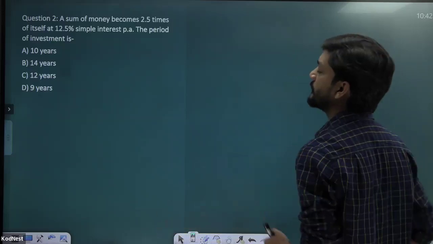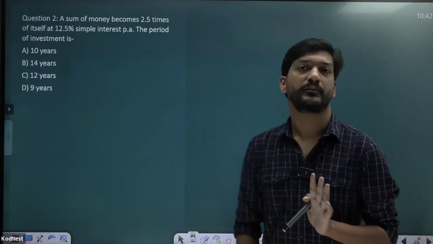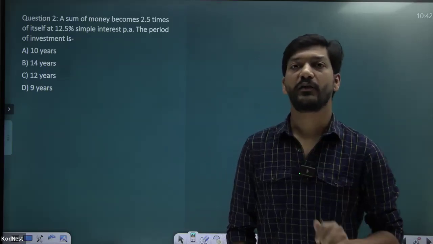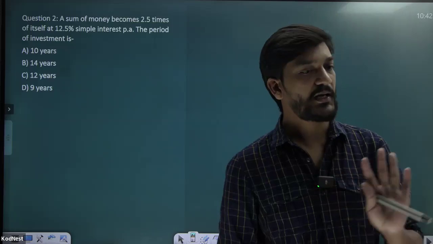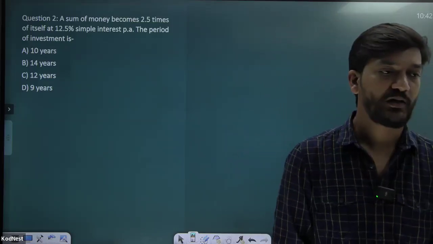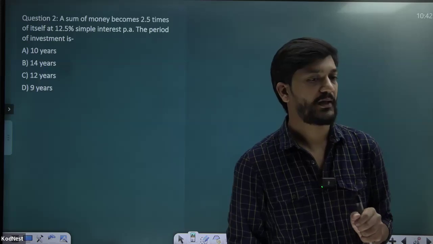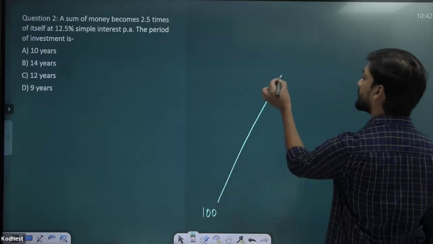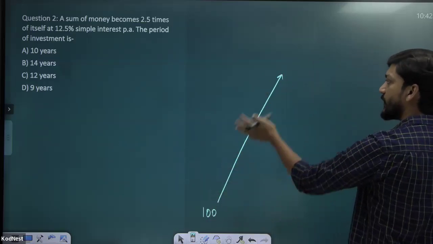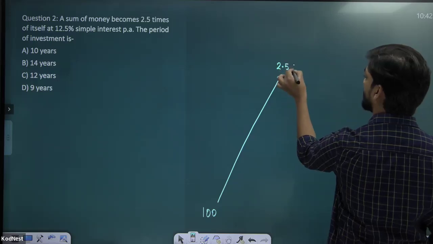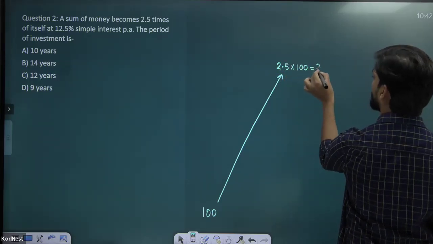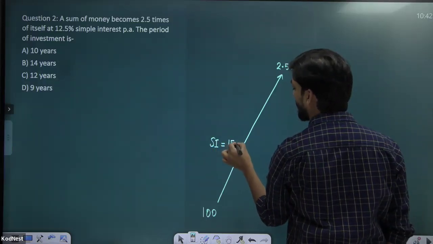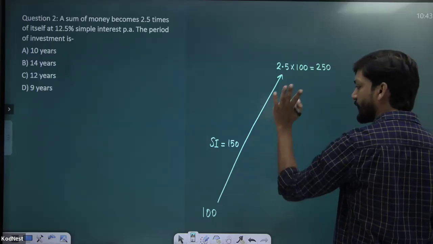All right. Tell me any value, but you have to tell a value. If I take 2.5 into that value, I should get an integer. So tell me any value, not 1. 1 into 2.5 will be 2.5. 100. Okay, let's take 100. So 100, as per the question, the value is becoming 2.5 times of 100. That is 250. So this will give you the interest. So interest will be 150 because 250 minus 100 will be 150.